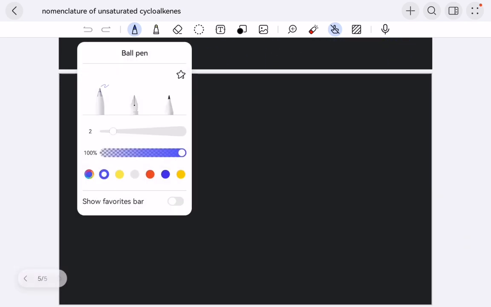So let me give you something that you can work on, and then see if you can answer. CH3. So you can answer this and post the answer in the comment section.